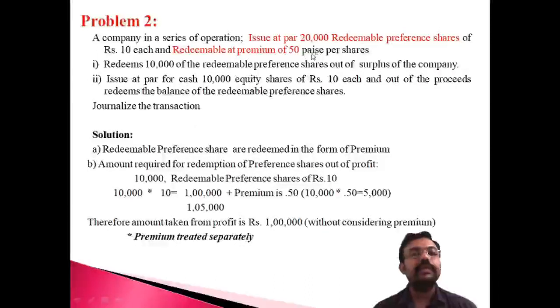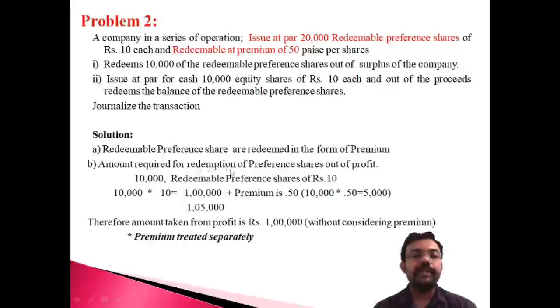Redemption എപ്പോഴും പ്രീമിയത്തിൽ പറയുന്നത്. ഏതൊരു പ്രീമിയം? 0.5. That's 50 പൈസ പ്രീമിയം ആണ്. That means the premium is 0.5. That's 10,000 shares into 0.5 is 5,000. This is the amount required, 1,05,000. And we discussed the first situation, redeeming the 10,000 redeemable preference shares out of the profit. അപ്പോൾ അങ്ങനെ ചെയ്യണമെങ്കിൽ എത്ര എമൗണ്ട് വേണം? റിഡംഷൻ ഔട്ട് ഓഫ് പ്രോഫിറ്റ് നടത്താൻ നമുക്ക് എത്ര എമൗണ്ട് വേണം?